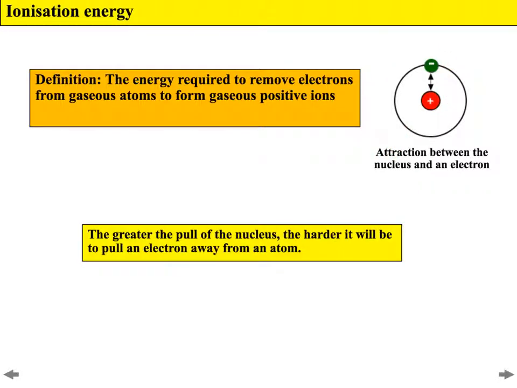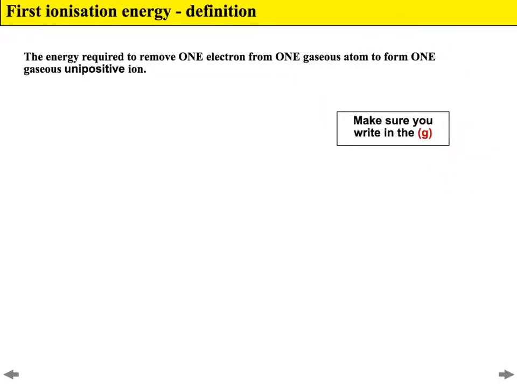So the greater the pull of the nucleus, the harder it will be to pull an electron away from the atom. This means the more protons in the nucleus, the greater the nuclear charge, and the harder it will be to remove an electron. So the more energy you have to put in to remove that electron. Generally, when they ask for the definition of ionization energy, they ask for the first or maybe the second or perhaps any number of ionization energy.